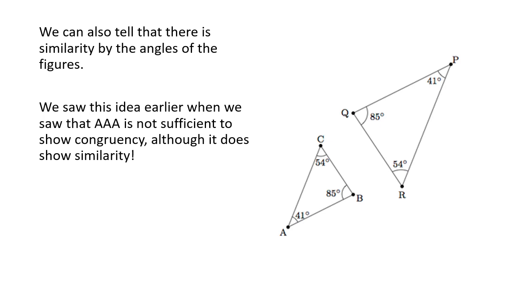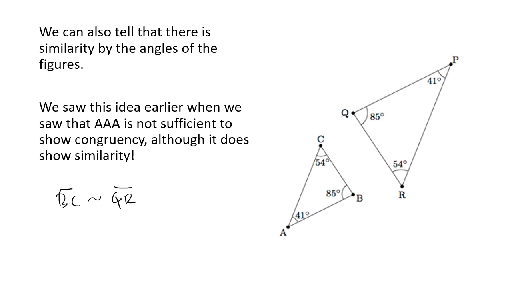So if I look at this BC, side BC is between the 54 and the 85. And so side QR is also between the 54 and the 85. Now, I can't call them congruent because clearly BC is shorter. So what I can do is just say that they're similar. And I use this little tilde here to show that they're similar to each other. So they are in proportion.